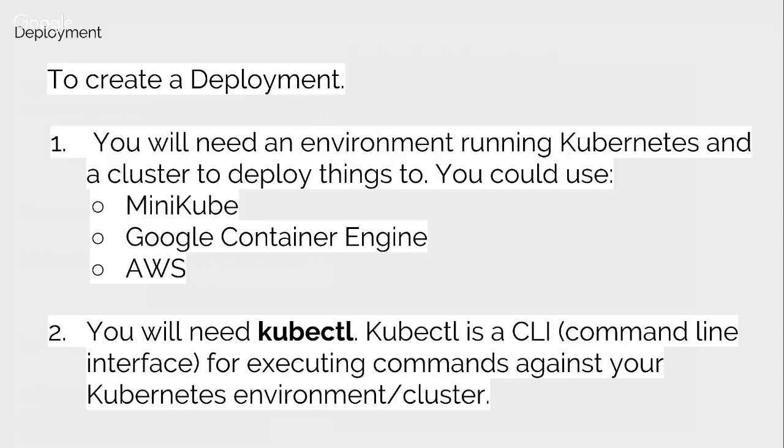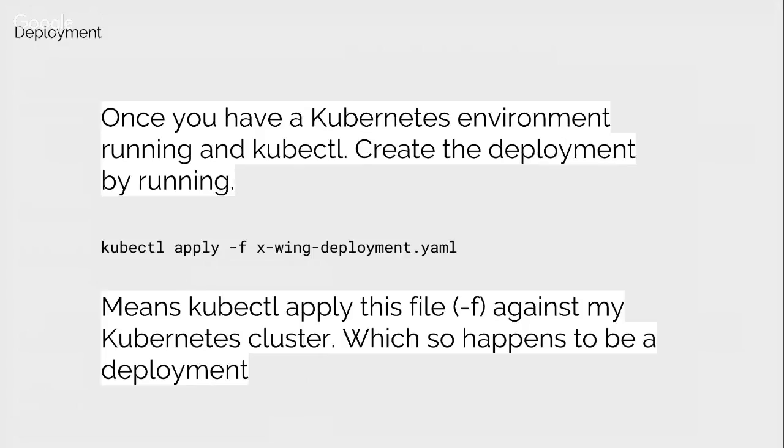You also need something called kubectl. Kubectl is a command line interface that's used for executing commands against your Kubernetes environment. So once you have an environment running and kubectl, this is the command that you would run to apply or create that deployment that we were just looking at within Kubernetes. This command means to apply, the dash f means a file, and it's going to use that file to create that deployment.